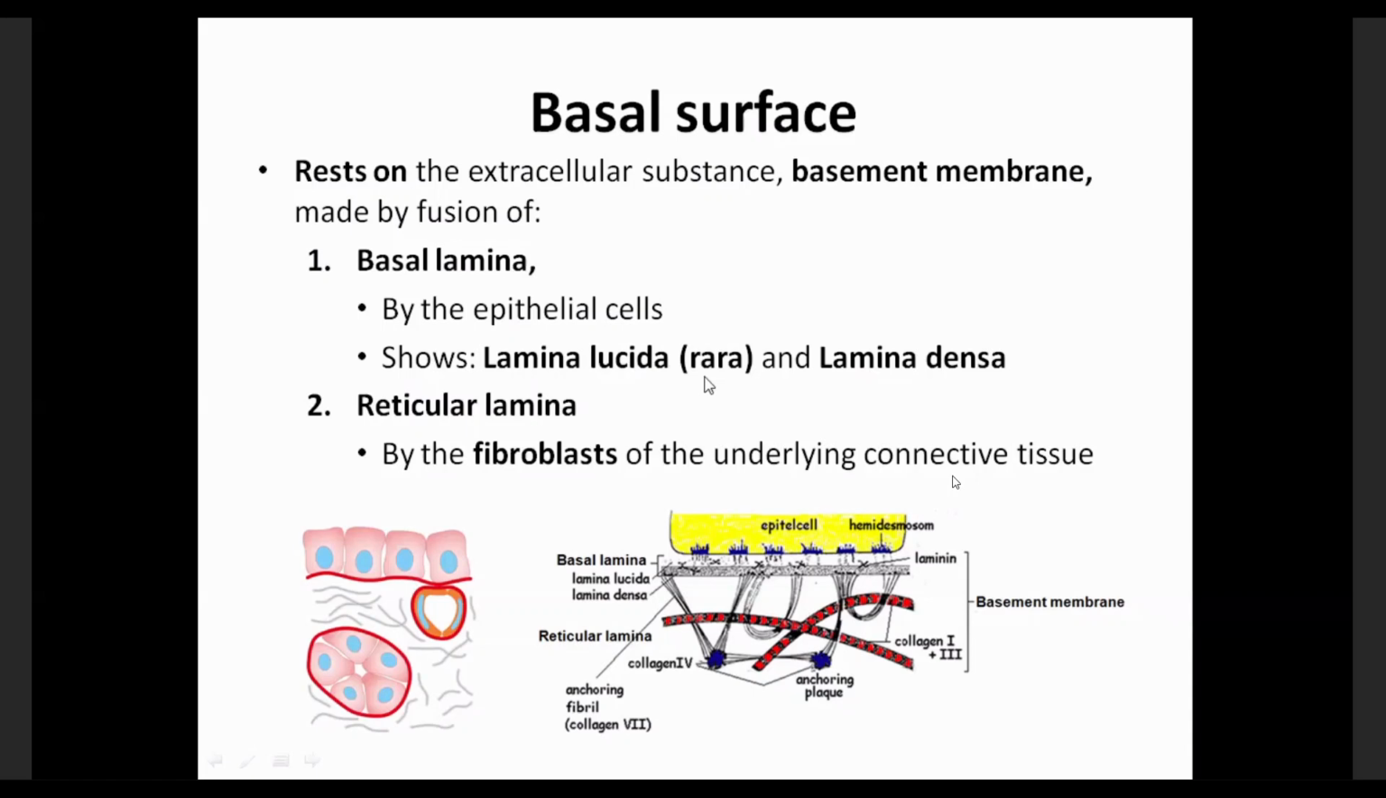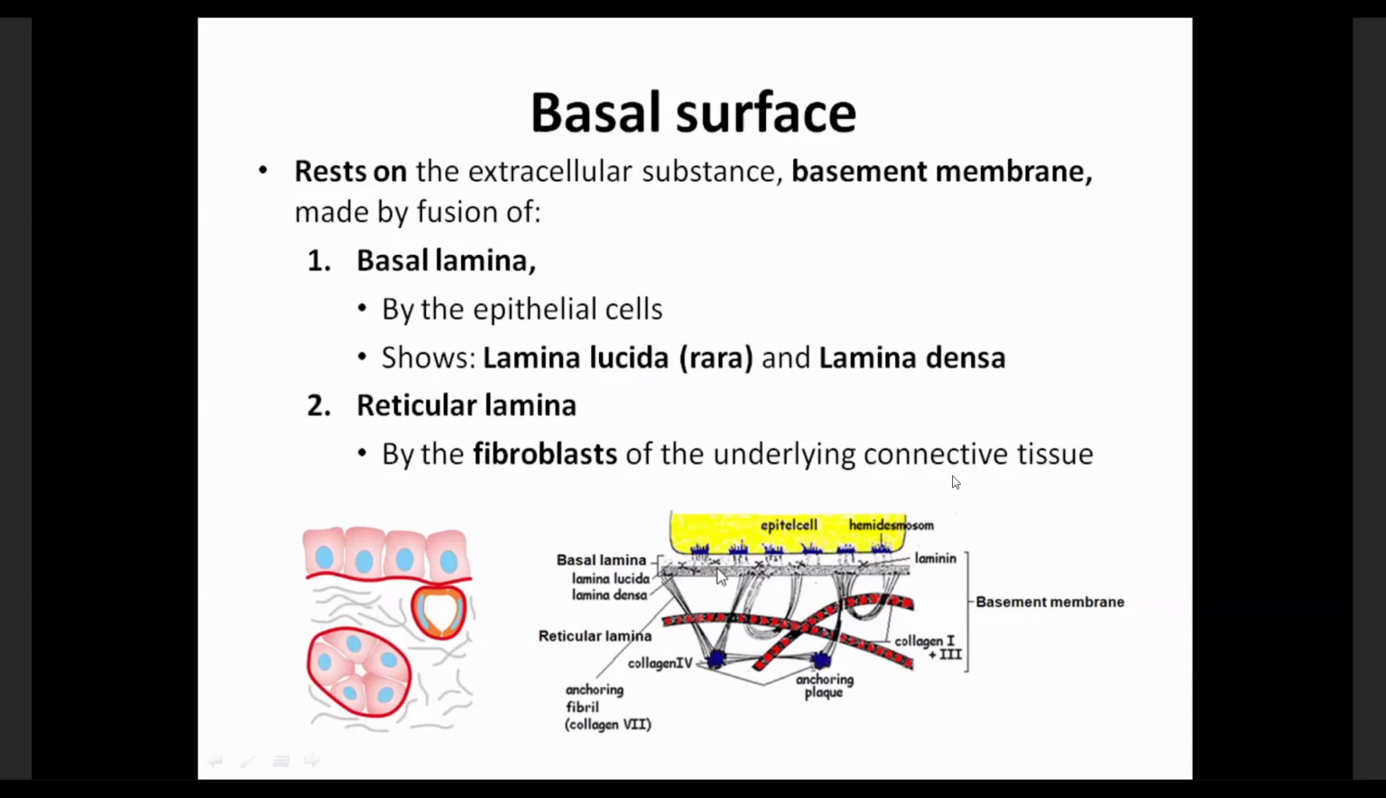Lucida means a lighter zone. And another one is named as lamina densa. So under electron microscopy, the epithelial cells contribute a lighter zone and a denser zone. These two measure about 50 nanometers each. Don't consider that they are something unusual, but they could be transmembrane protein. From this cell, a protein may be protruding out, or it could be just a secretory product.